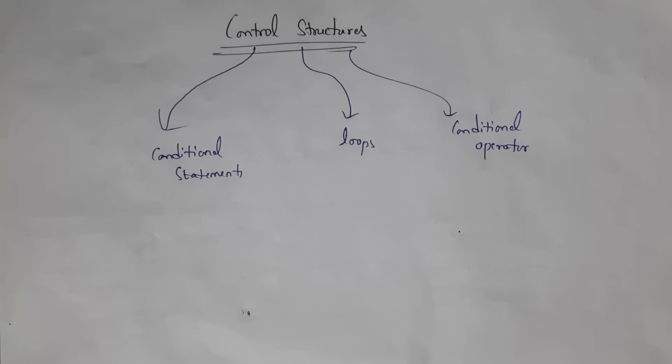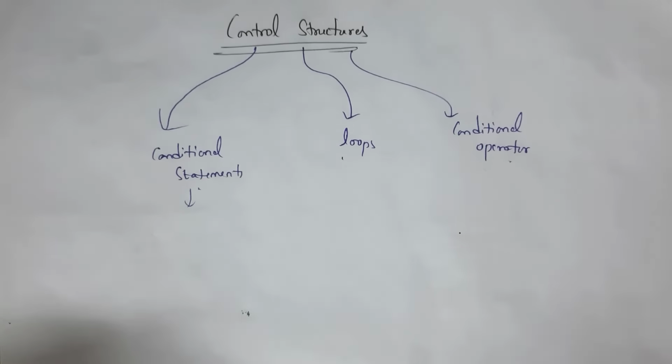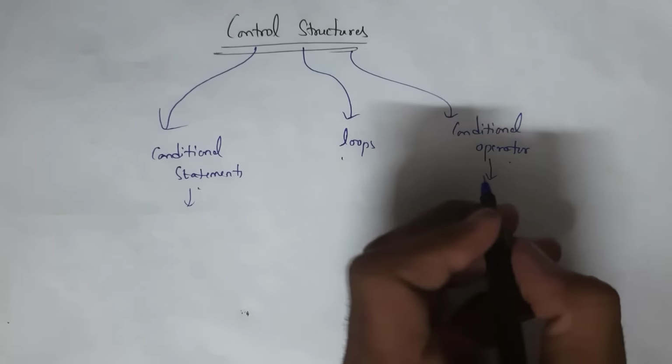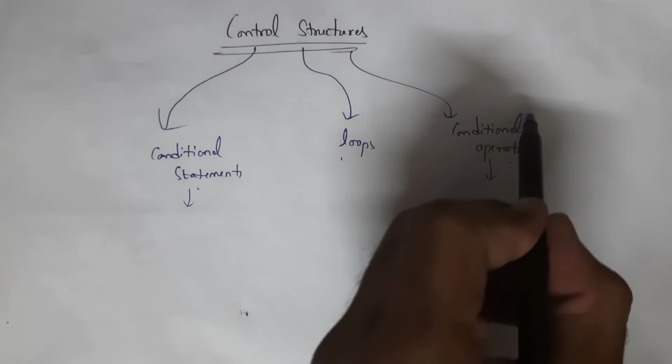Guys, in the exam they may ask you to explain control structures. Control structures are classified into three types. They are conditional statements, loops, and conditional operator. Conditional statements contain if, if else, switch and nested if statements, whereas loops contain the while loop, do while loop, and for loop. Conditional operator is nothing but the ternary operator. So whenever a control structures question comes in the exam, you need to explain all this in detail.